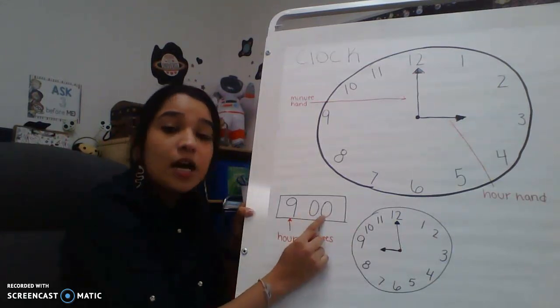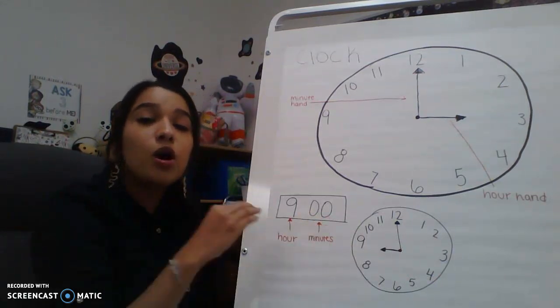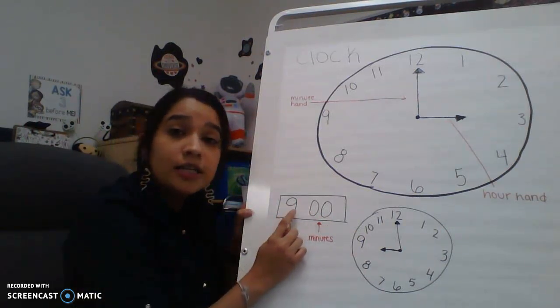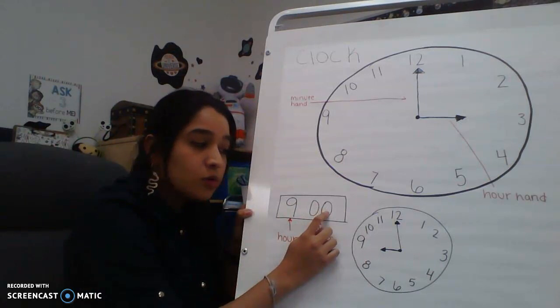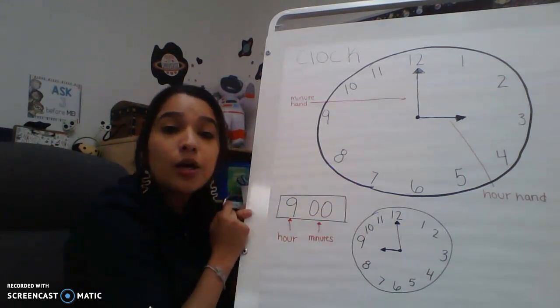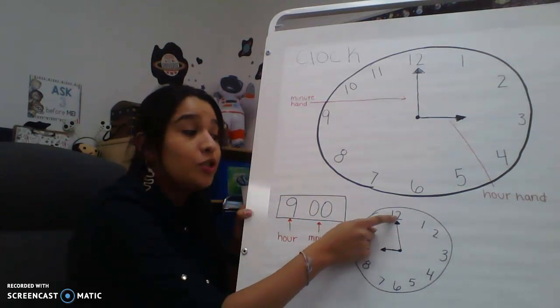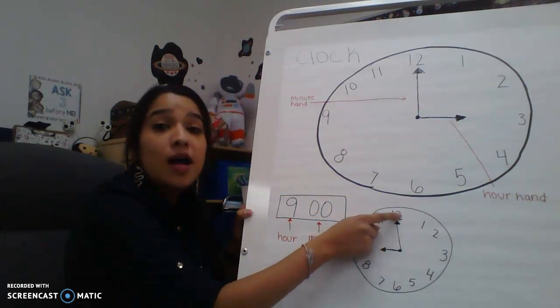So what did we say o'clock means? Whenever we hear o'clock or we read o'clock, or on our digital clock when we see 2 zeros, where does a minute hand go? Good job. It goes on the 12.